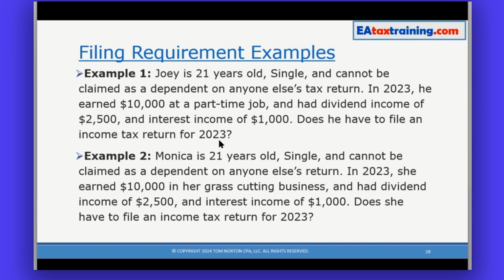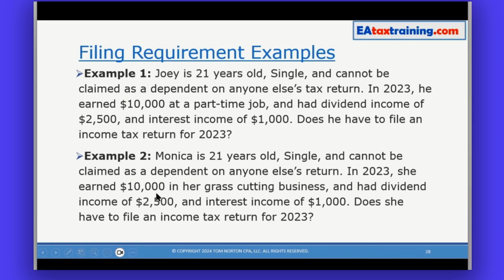What do you think? Well, at first blush, seems like everything is the same as Joey. Exact same amount of income. She's single. She can't be claimed as a dependent. So you would think maybe, no, she doesn't have to file. But I'm sure you are sharp enough to figure out that there is a difference here. And that is that the $10,000 that she earned was not from a part-time job. It was in her own business. It was in a grass cutting business.